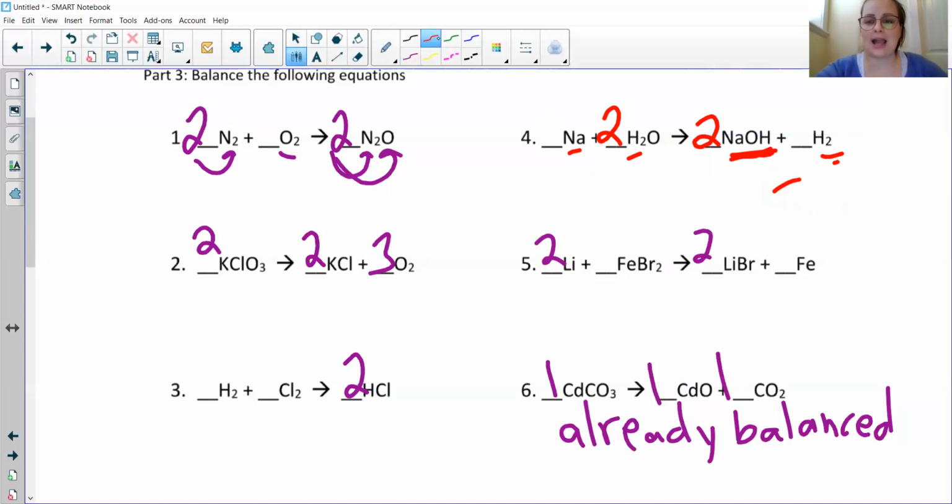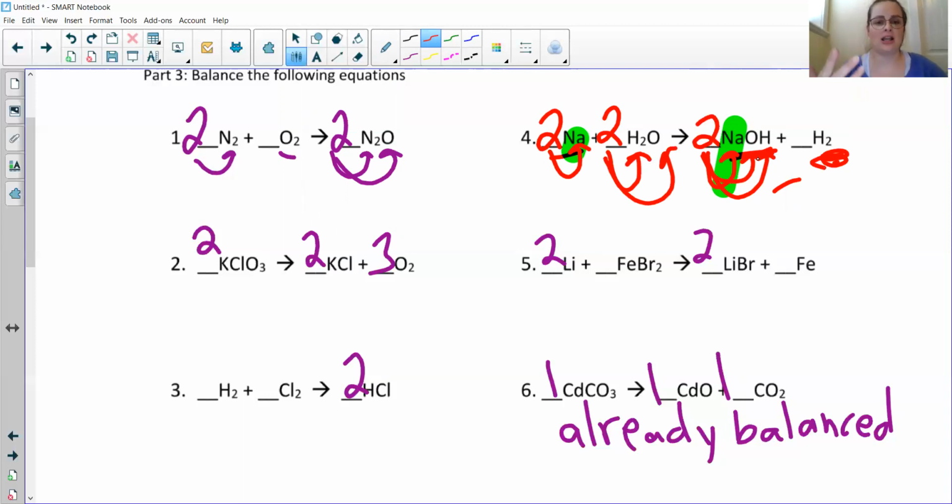So now I go back to the beginning. I have 1 sodium here, 1 sodium here, and 2 sodiums here, because there's a coefficient. Nothing here. So I'm going to add a 2 in front of this. So I have 2 sodiums, 2 sodiums, 4 hydrogens, 2 plus 2, 4 hydrogens, balanced. I have 2 oxygens, and I have 2 oxygens here. I am now balanced.